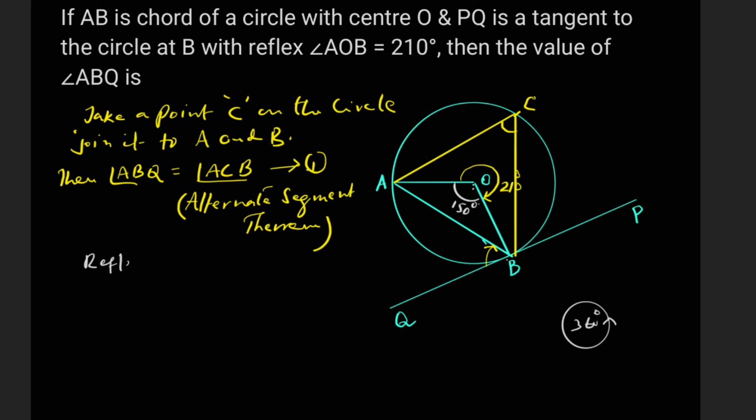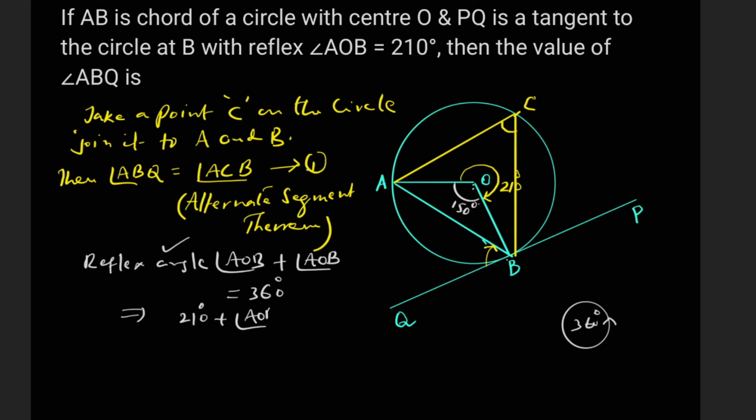Because the reflex angle AOB plus the interior, smaller angle AOB, together their sum is 360 degrees. This reflex angle is 210 plus angle AOB, we have to find out, equals 360. So angle AOB is equal to 360 minus 210, which is equal to 150 degrees, this angle.